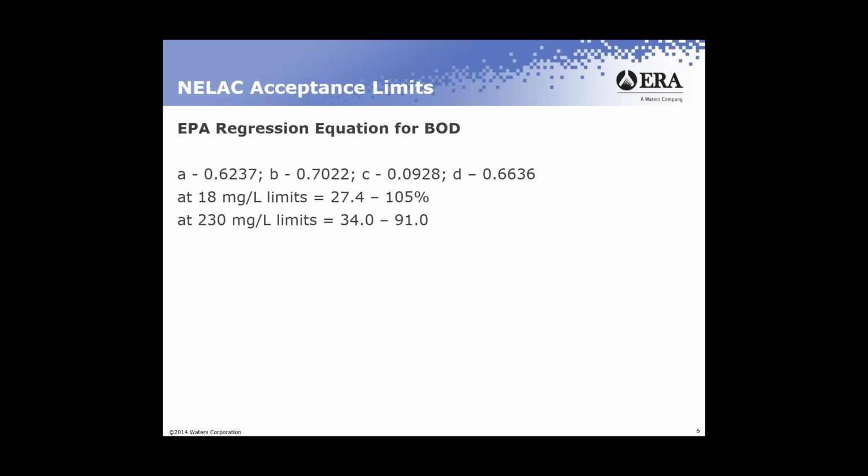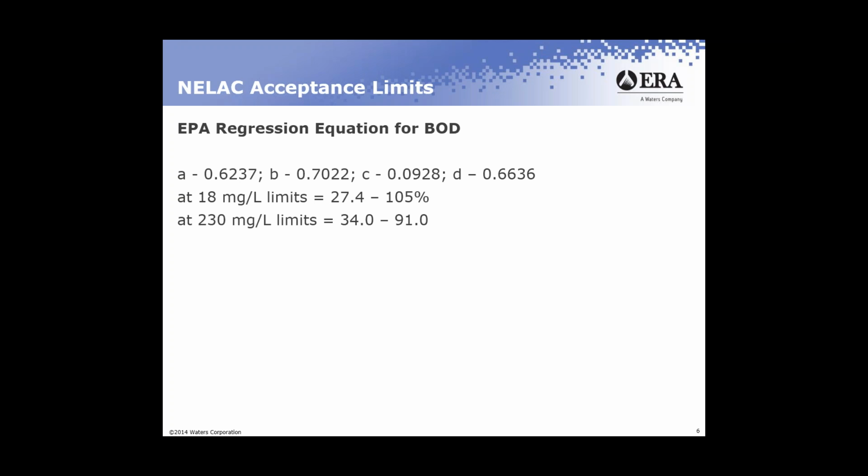So we can utilize this information to do some calculations. If the sample was made at the absolute lowest end of the range, or 18 milligrams per liter, your acceptance limits would be 27.4 to 105%. At the higher end, which is the absolute maximum we can make this standard at, or 230 milligrams per liter, your acceptance limits would be 34 to 91%. Especially on the higher end, the acceptance limits don't even encompass 100% recovery. And again, that's because you're only expected to get back 62%. And to be fair in the evaluation, you want to make sure that you're being judged on what you can get back and not what we put in.